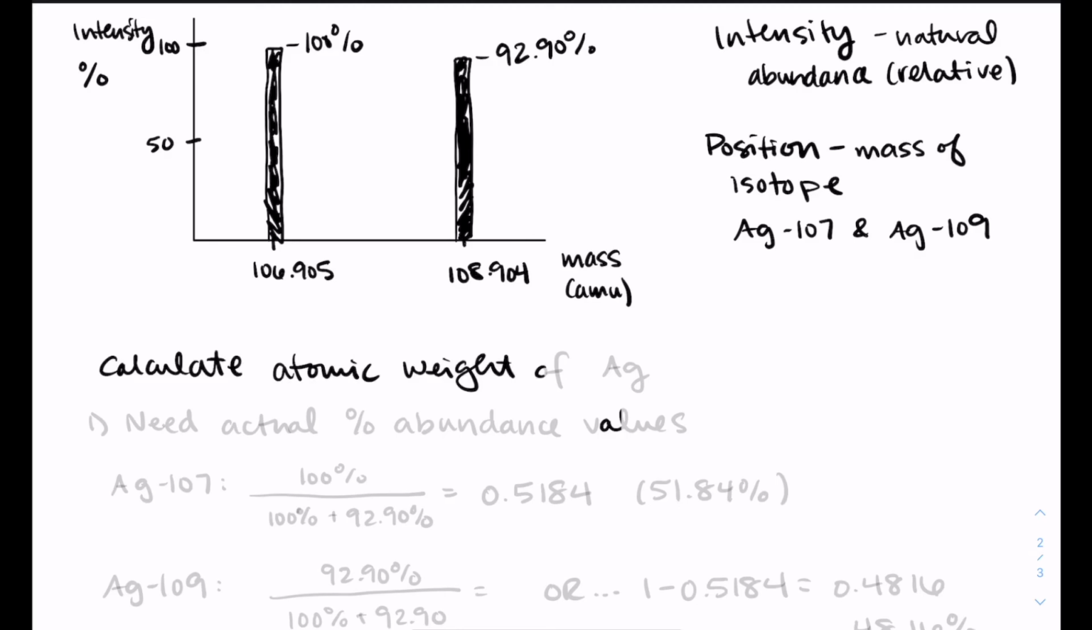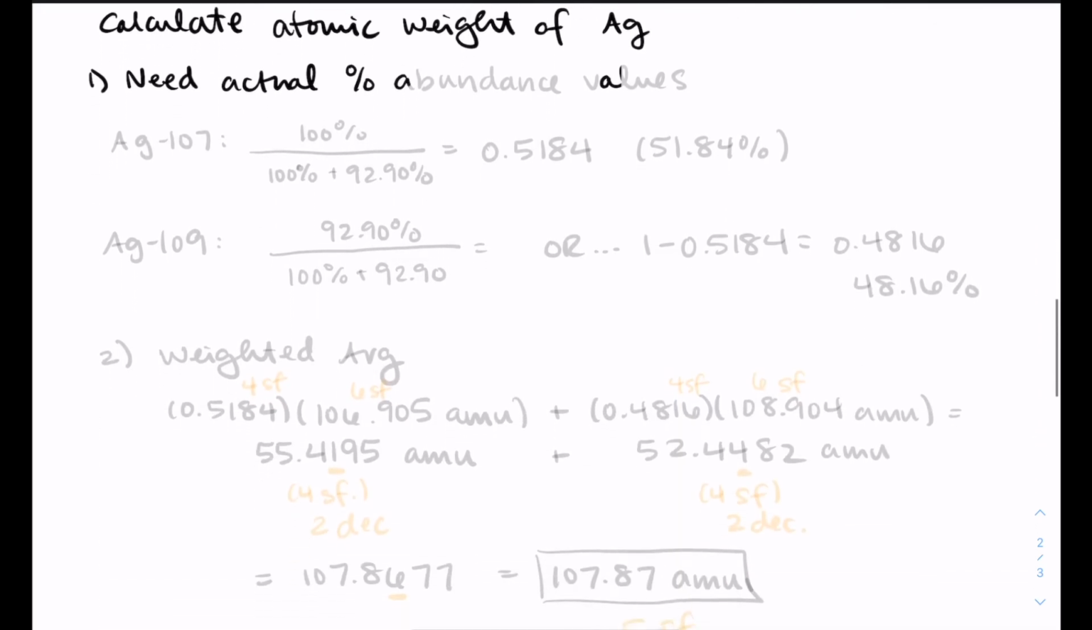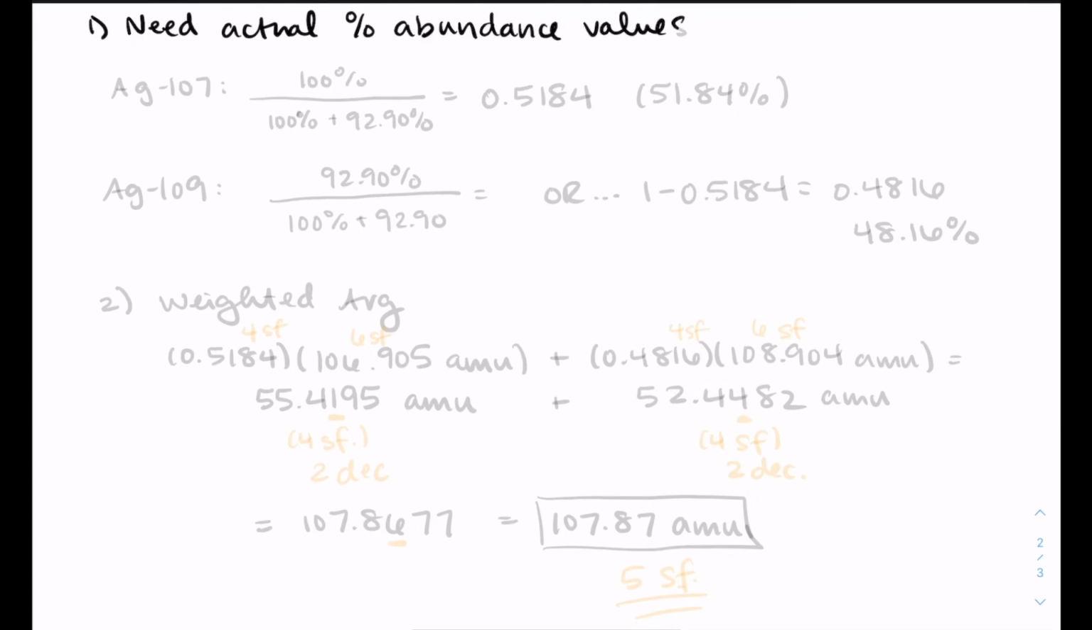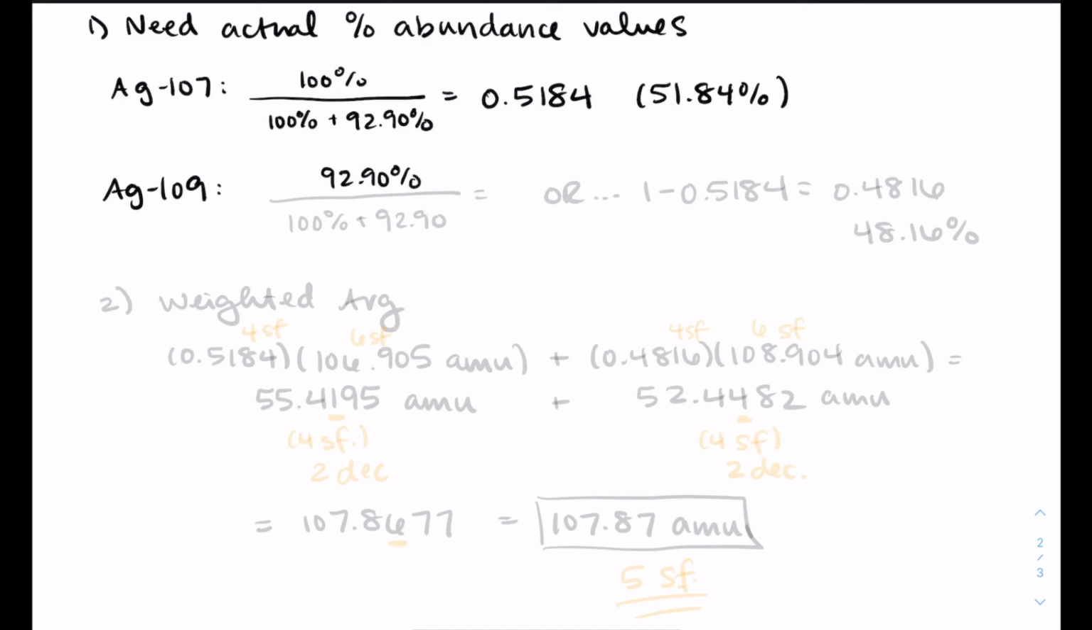But one of the ways that you can do this is to take each isotope. So silver 107 is listed as 100% abundant. We want to know that 100% relative to the entire sample. What does that mean? So if I do 100 divided by 100 plus 92.9, which is the abundance of the other isotope, that's the silver 107 sample on the top, the total sample on the bottom, and that gives me 0.5184, which is 51.84%.